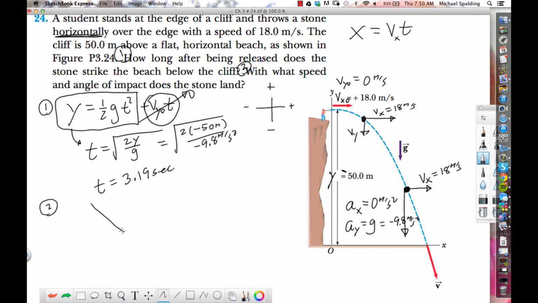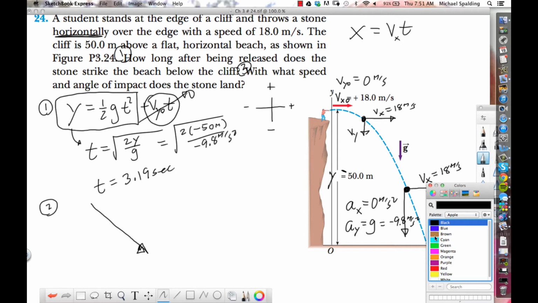It's traveling like that, right? It's traveling at an angle, okay? So now let's show the components. The components are, so we'll do this in red. This velocity has an x component and a y component, okay?